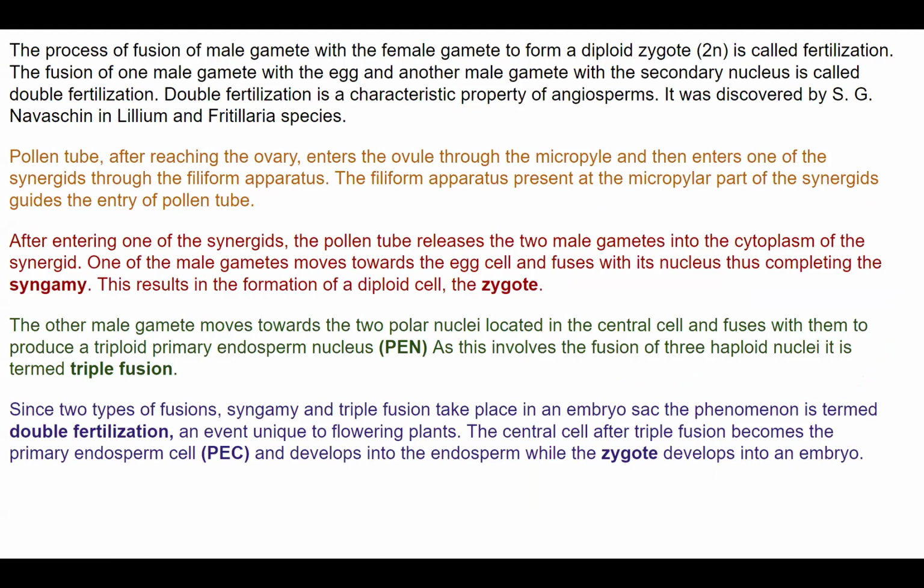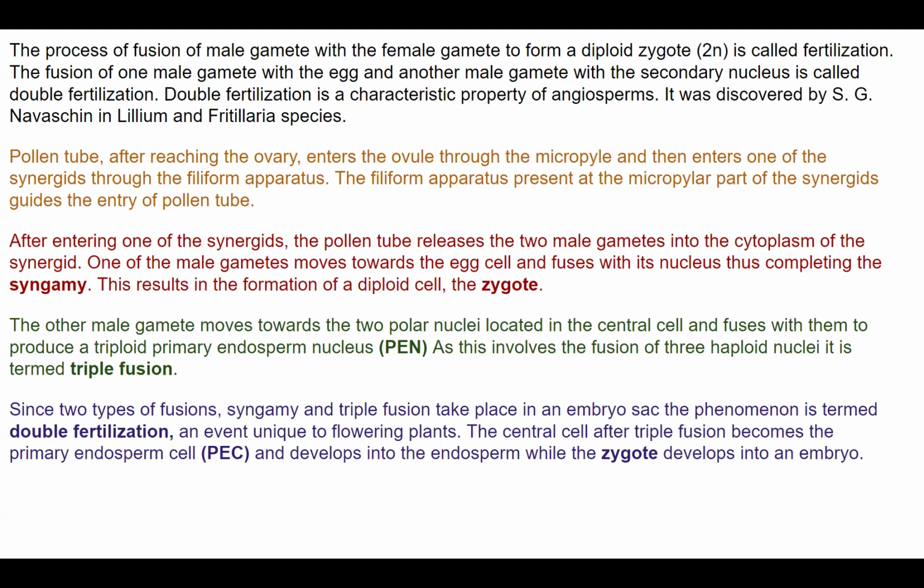As it is stated, the process of fusion of a male gamete with the female gamete produces a diploid zygote, which is 2N. This is called fertilization. The fusion of one male gamete with the egg and another male gamete with the secondary nucleus is called double fertilization, because I told you there are two fertilizations taking place. Hence, I call this double fertilization. Double fertilization is a characteristic property of angiosperms. It was discovered by S.G. Navaschin in Lilium and Fritillaria species.